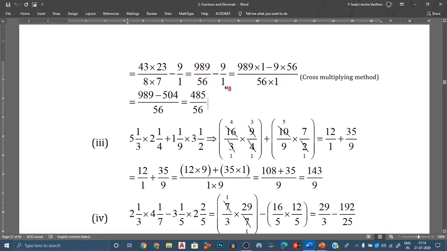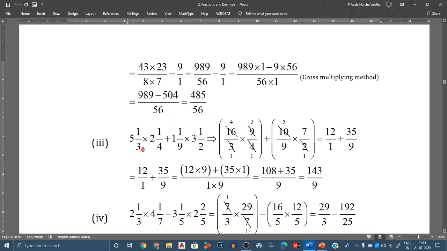So 989 into 1 minus 9 into 56 divided by 56 into 1. So by multiplying and subtraction, you will get 989 minus 504 by 56, you will get 485 by 56. Further, you can simplify to get the mixed fraction also. Otherwise you can leave it here also. Okay, next.